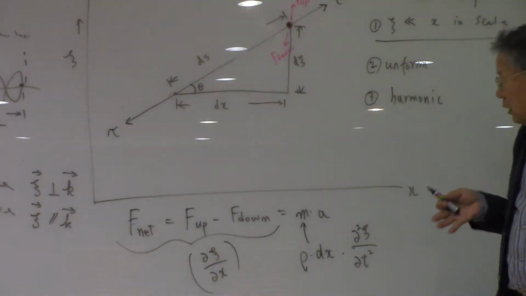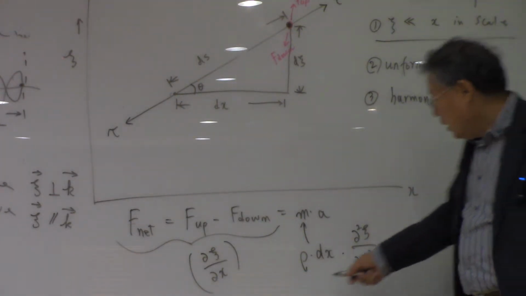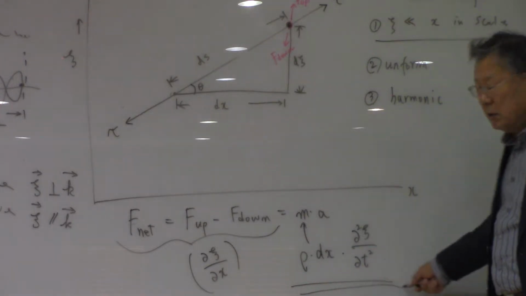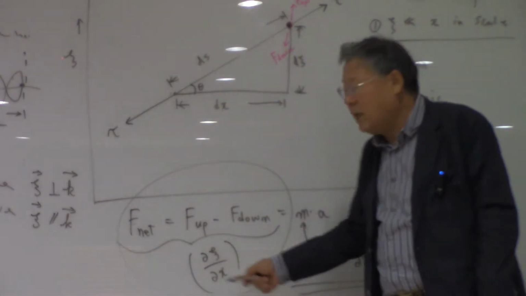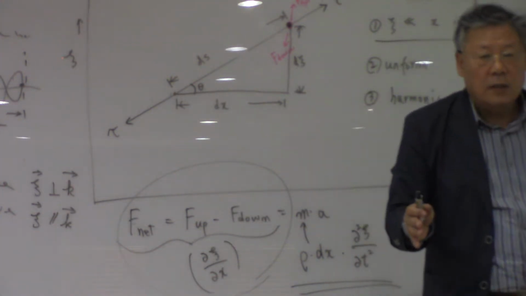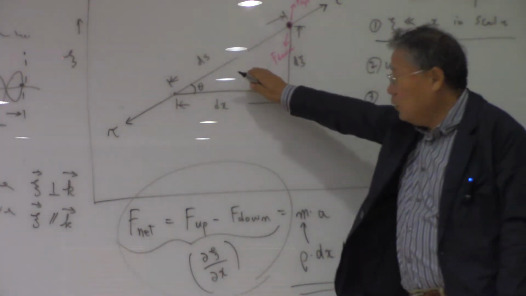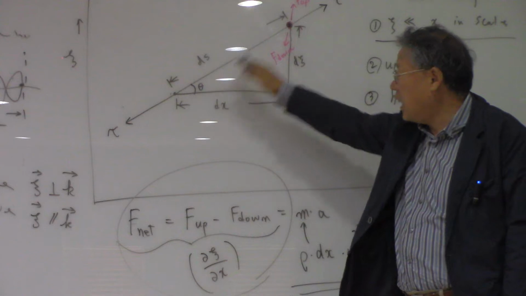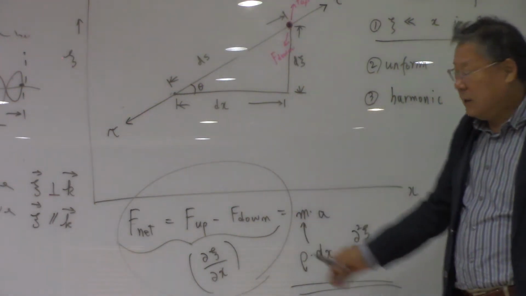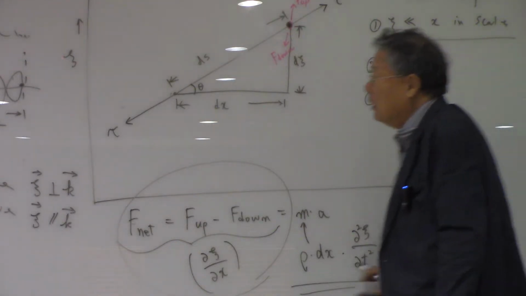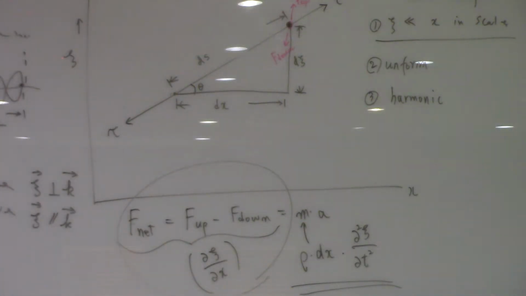So what you're going to do is, this part is already fixed. So all we have to do is find out what is going to be the net force applying to this string, this segment, okay, with respect to x. And how can you do it? It's not that difficult.